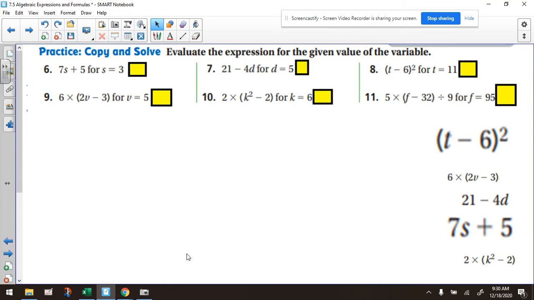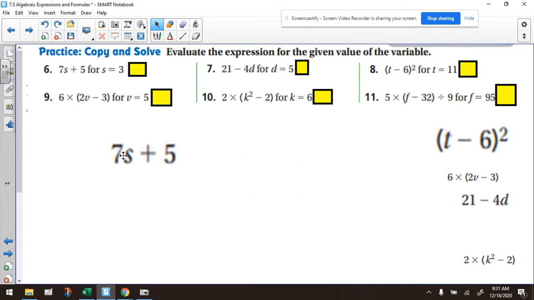I thought we'd do a couple more examples just to make sure everybody's solid on how we do these algebraic expressions and formulas. In other words, how do we simplify them? How do we evaluate them? All right, so I thought it would be good to just start off with one that's kind of simple first. So how about if we look at even number 6?